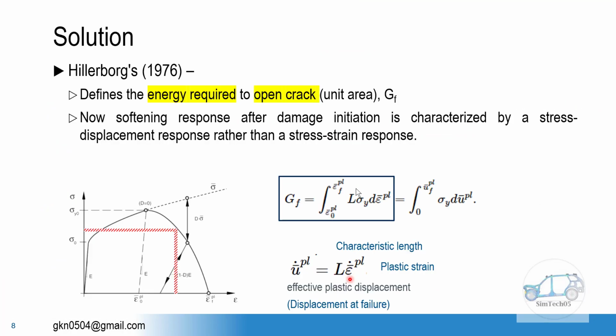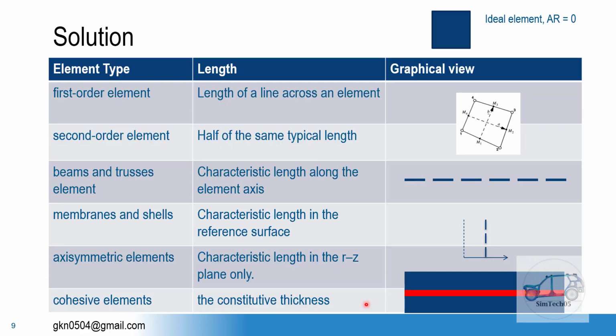Once we know the element characteristic length, we must know the plastic strain as per the material behavior. We can define the effective plastic displacement or displacement at failure value. For different types of element, the characteristic length is given in a different way. For the first order element, it is the minimum of all edges and medians, meaning whichever edge or median is minimum will be the characteristic length of the element.